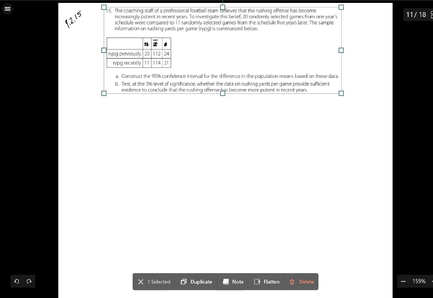In both of these, the sample size is less than 30, so we'll have to use the t-distribution instead of the normal distribution for our test statistic. All right, so construct the 95% confidence interval for the difference in the population means based on these data. Okay, let's dive right in here. So A.